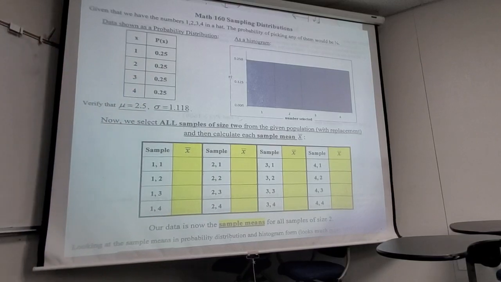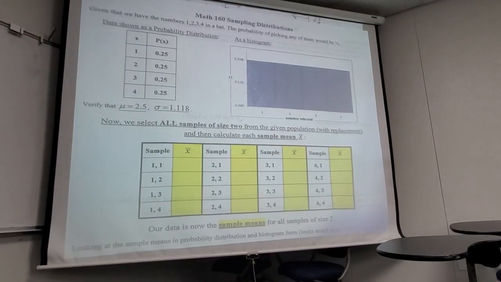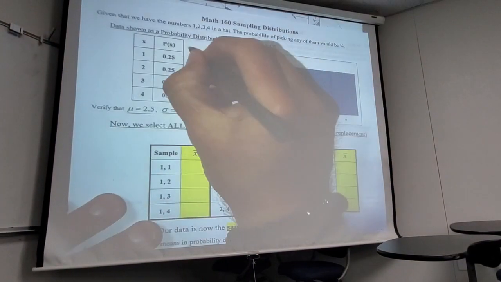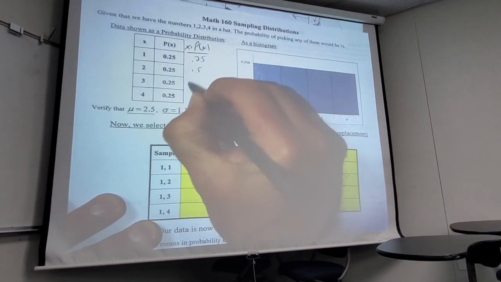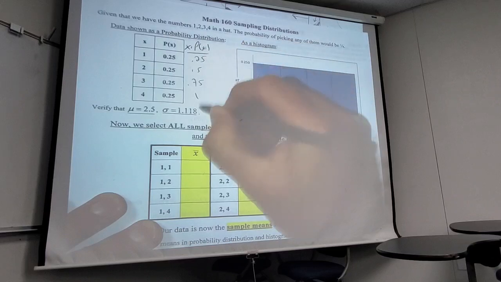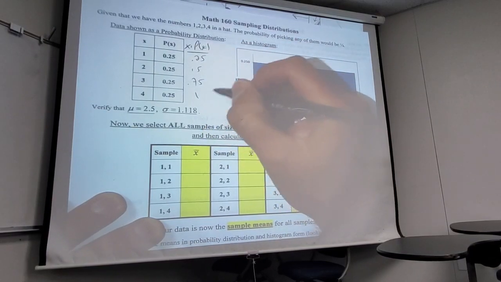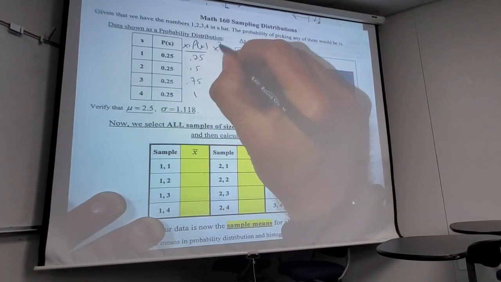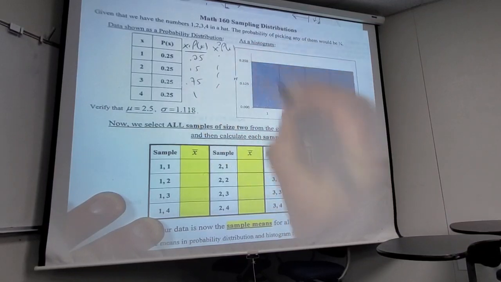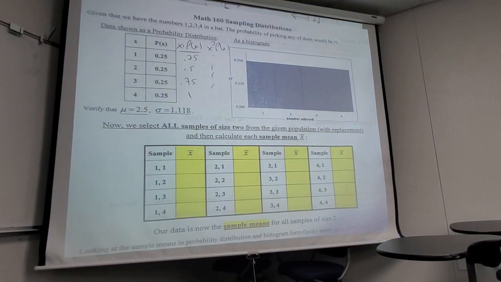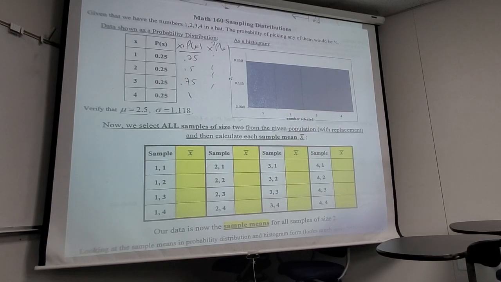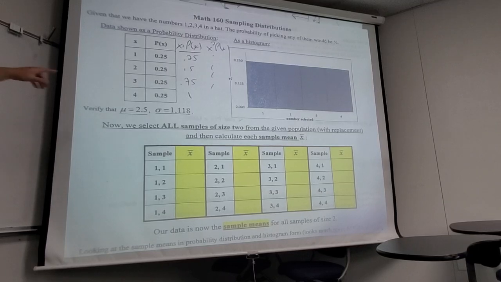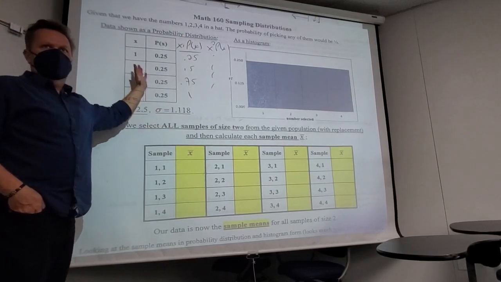Just to remind you guys, this is going to be on the quiz on Thursday. You would do the X times P of X: 0.25, 0.5, 0.75, 1. If I add all these up, I get 2.5. Then I would do X squared times P of X, and then I'd use that formula that we talked about before from chapter 4. Does this sound familiar at all? So I just kind of did the work for us. The standard deviation comes out to be 1.118 for this.